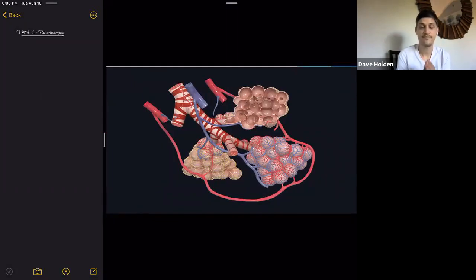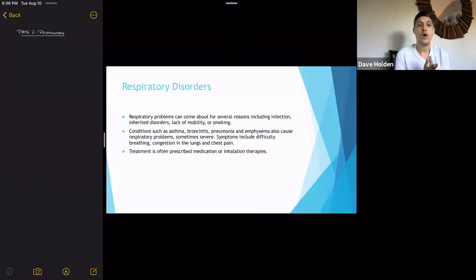So I hope that was a nice little review. As we move into respiratory disorders, respiratory problems are caused by any number of things. Some of the more common causes would be infection.